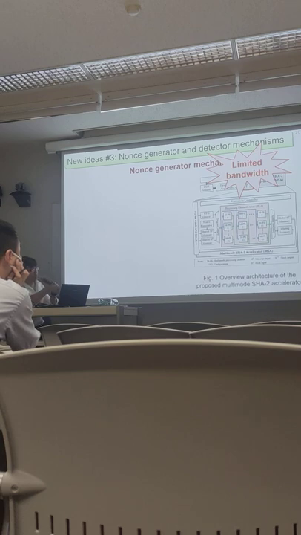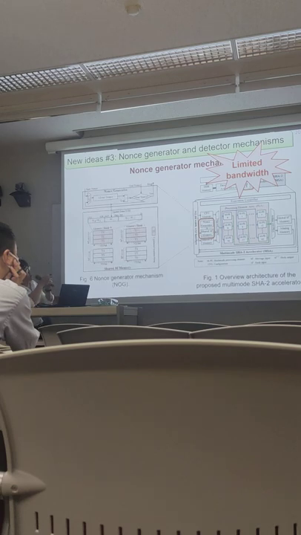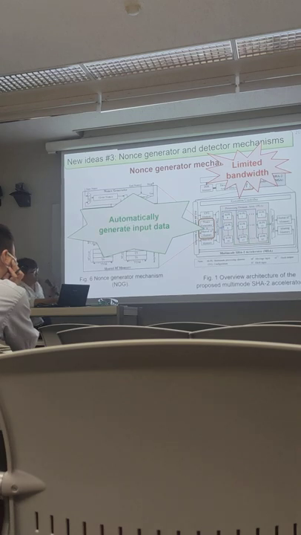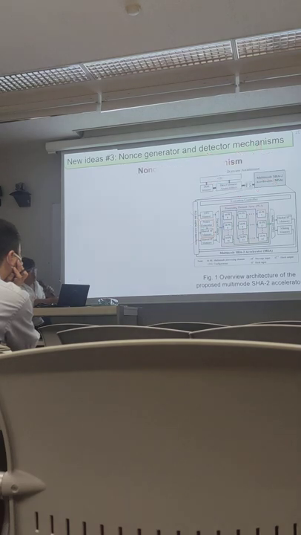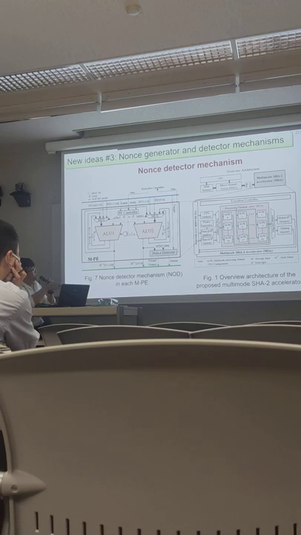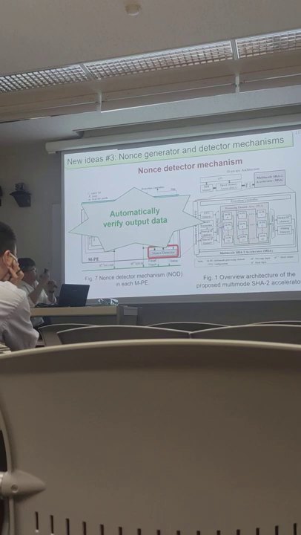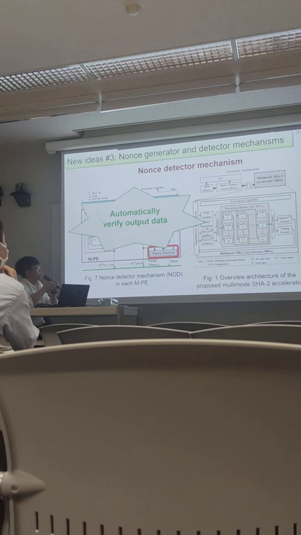This is the reason that when transferring a lot of message input, they achieve low performance. This is the reason that we propose the noise generator mechanism to automatically generate input data. They don't need to wait for the CPU to send data. And the noise detector mechanism is used to detect the hash output. This means that it can automatically verify the output data. They don't need to use the CPU to check output data.